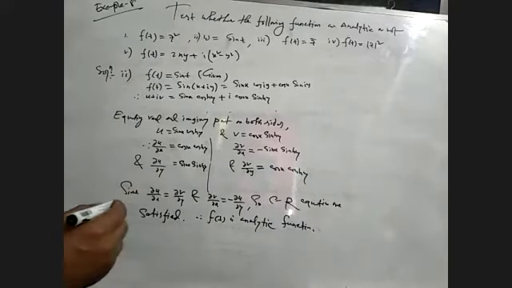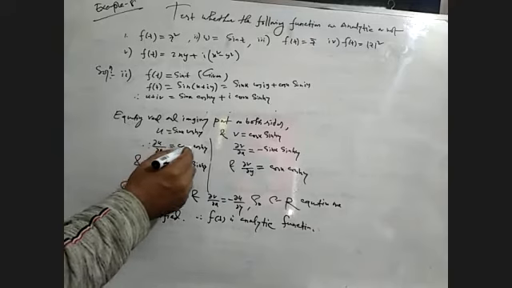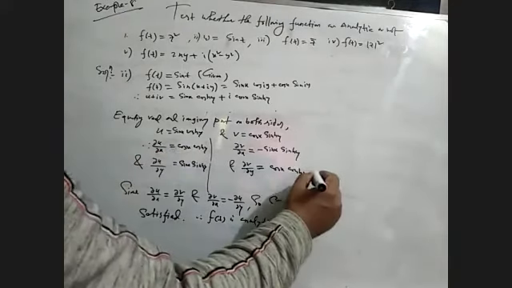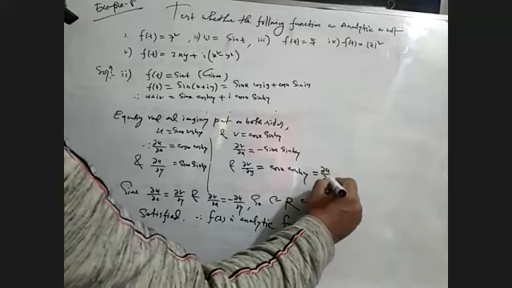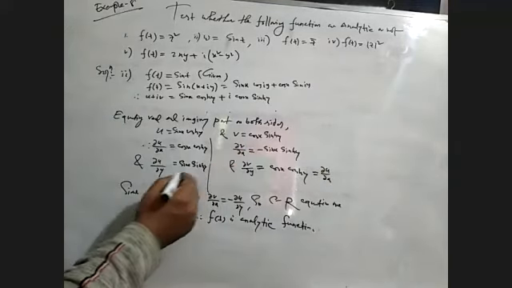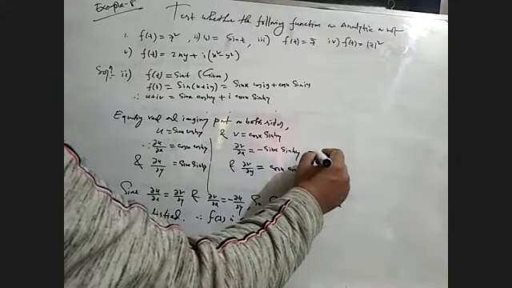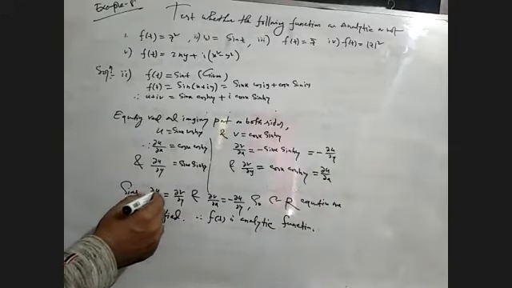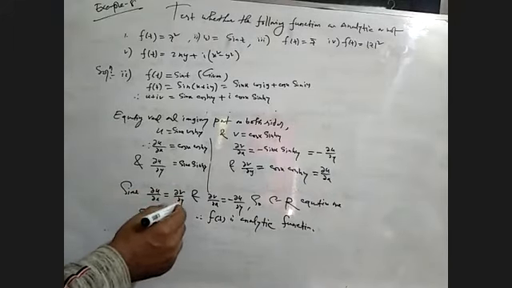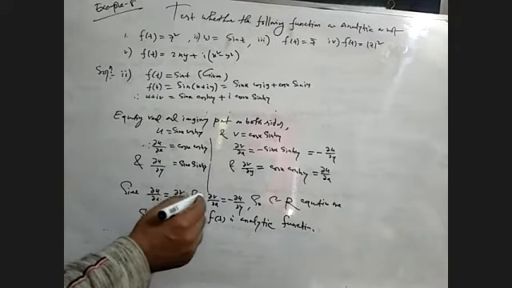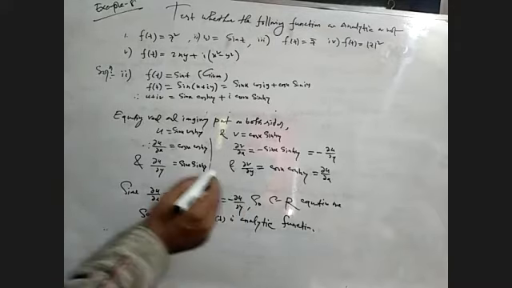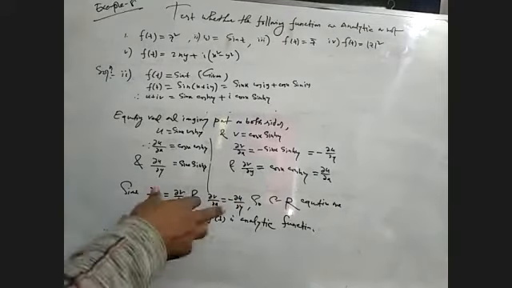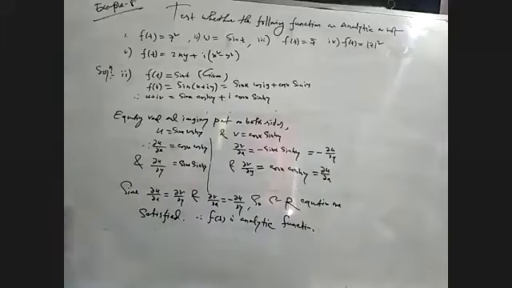But since del u del x equals cos x cos hyperbolic y, this equals del v del y. And del v del x equals minus sin x sin hyperbolic y, which equals minus del u del y. So the partial derivative of u with respect to x equals the partial derivative of v with respect to y, and the partial derivative of v with respect to x equals minus the partial derivative of u with respect to y. So the Cauchy-Riemann equations are satisfied, and we can say that f of z is an analytic function.